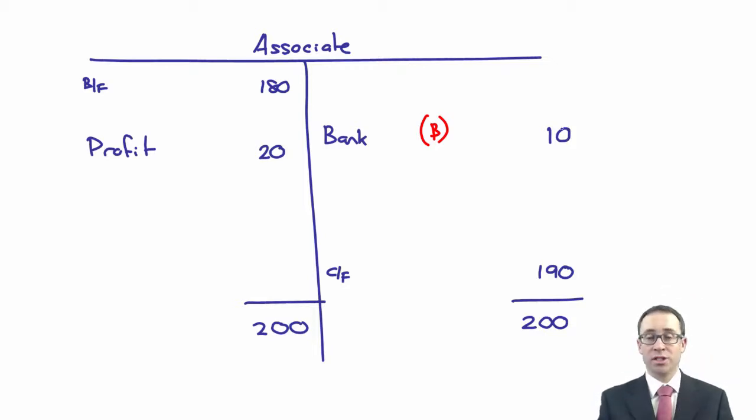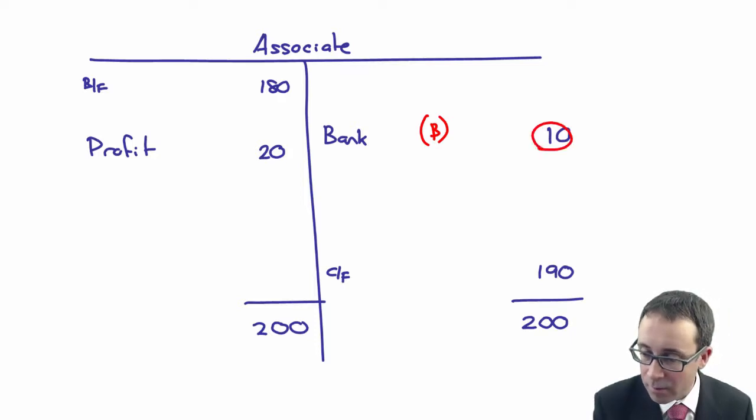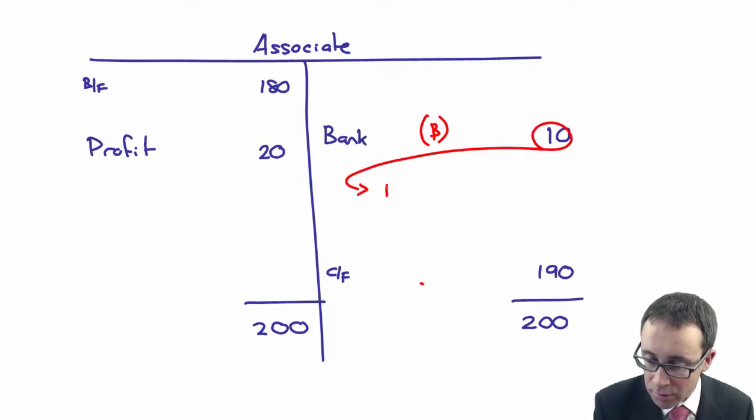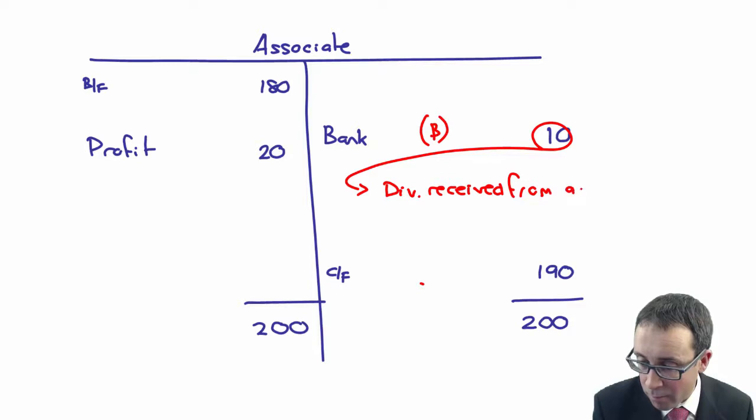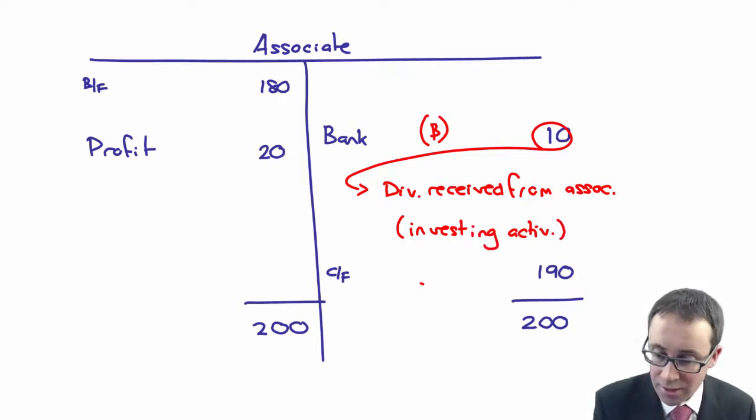Okay, because what you've done is you've received money, haven't you? You've received money from the associate, so you've debited the bank and credited the associate. Again, that 10, whereabouts does it go? So remember, that is your dividend received from the associate, and that goes there, doesn't it? Like all your dividends received within your investing activities.